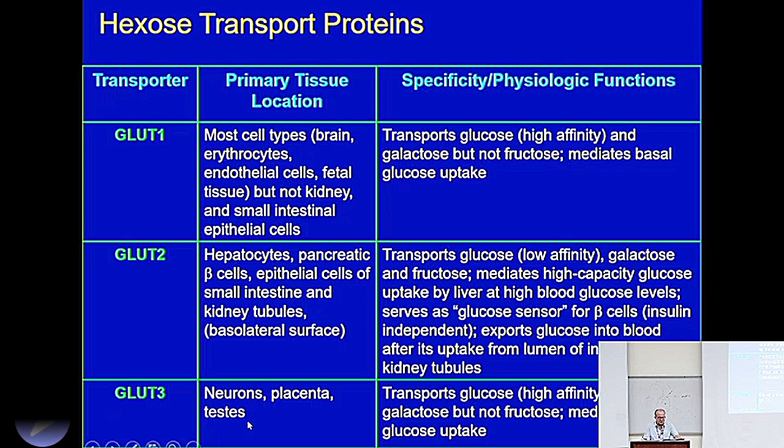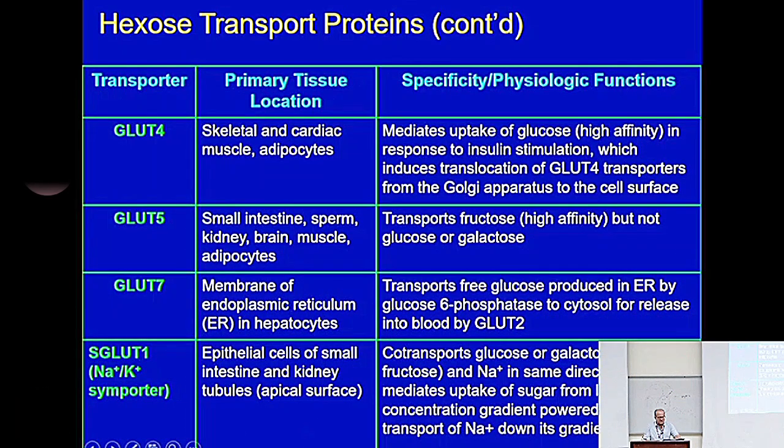GLUT3 is in many ways similar to GLUT1. Also, it's more restricted primarily in neuronal tissues, the placenta and testes. So then we get to GLUT4. GLUT4 is another very important transporter. And this one is exclusively found in muscle, both skeletal and cardiac muscle, as well as adipose tissue.